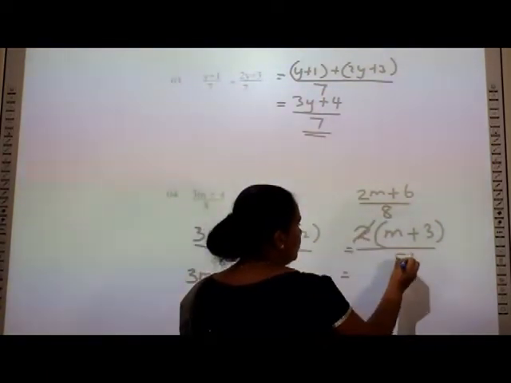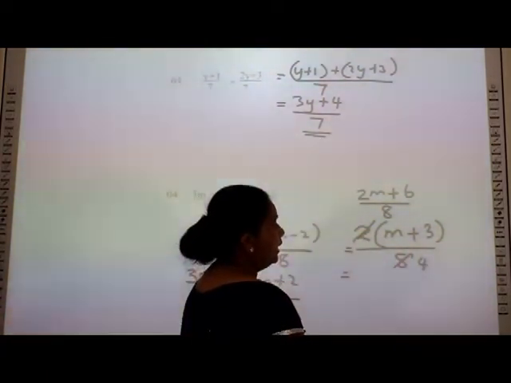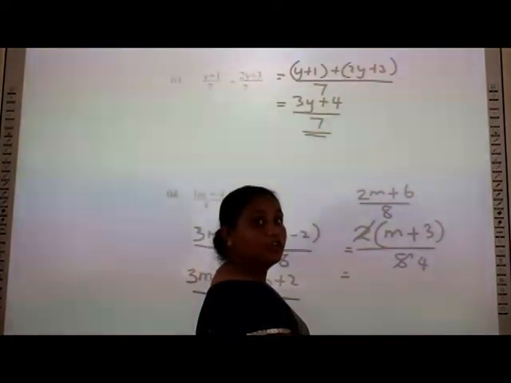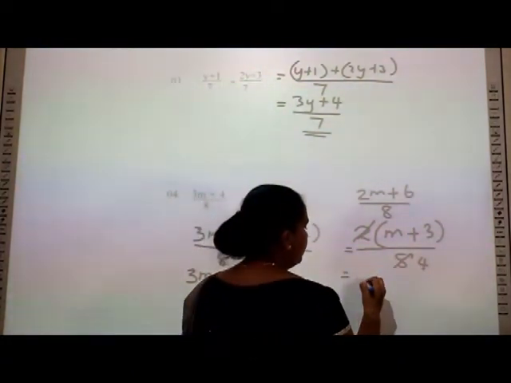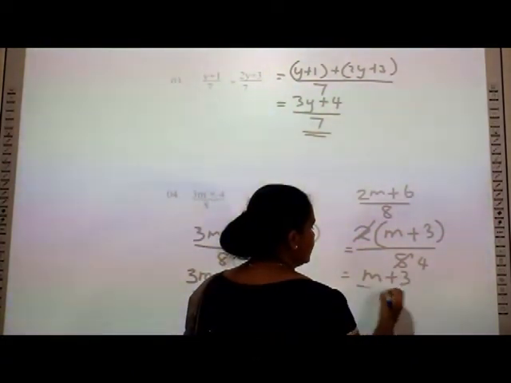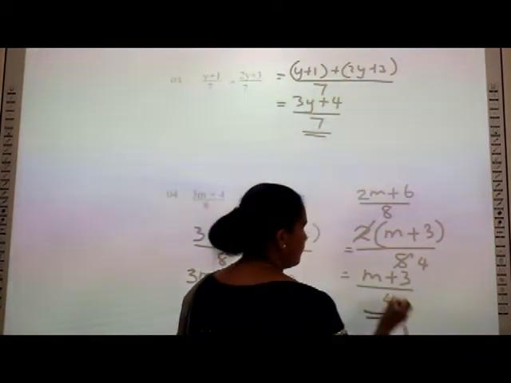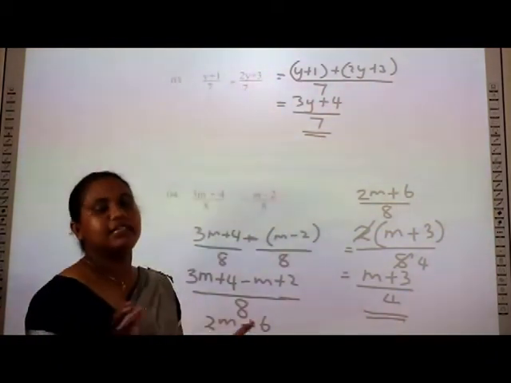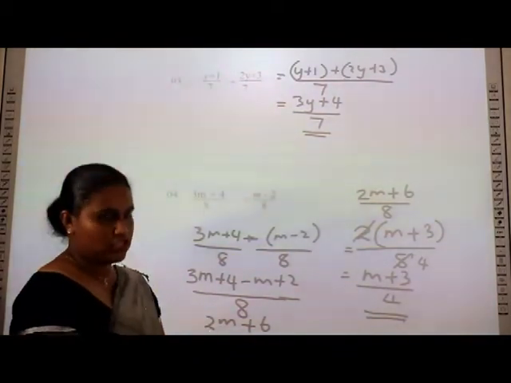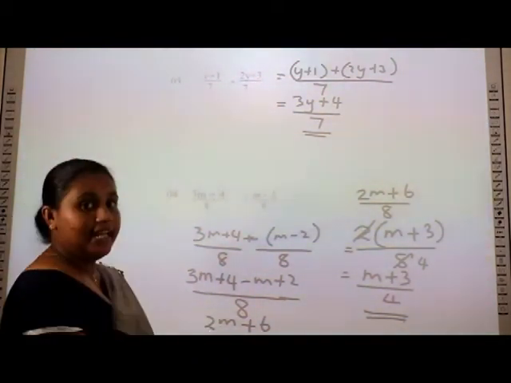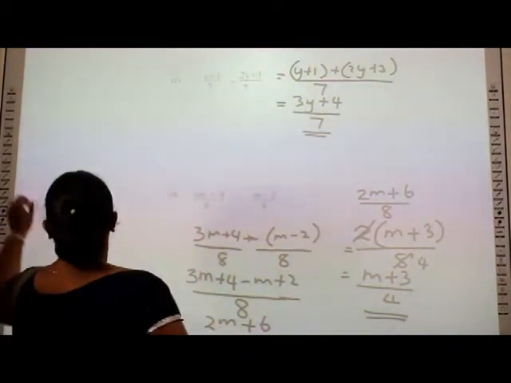How many 2's in 8? 4. Then the final answer is m plus 3 over 4. Very simple to solve this question. Okay, then let's see another one.